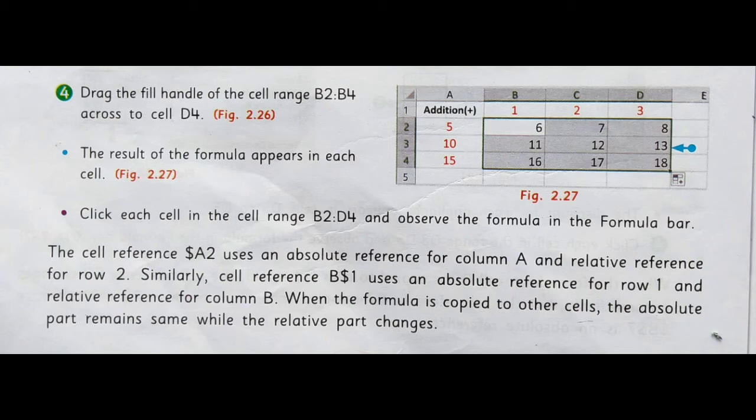drag the fill handle of the cell range B2:B4 across to cell D4. The result of the formula appears in each cell. Click each cell in the cell range B2:D4 and observe the formula in the formula bar. The cell reference $A2 uses an absolute reference for column A and a relative reference for row 2. Similarly, cell reference B$1 uses an absolute reference for row 1 and a relative reference for column B. When the formula is copied to other cells, the absolute part remains the same while the relative part changes.